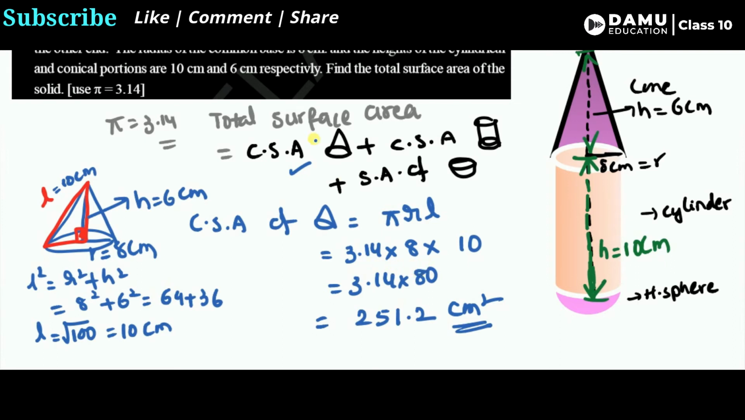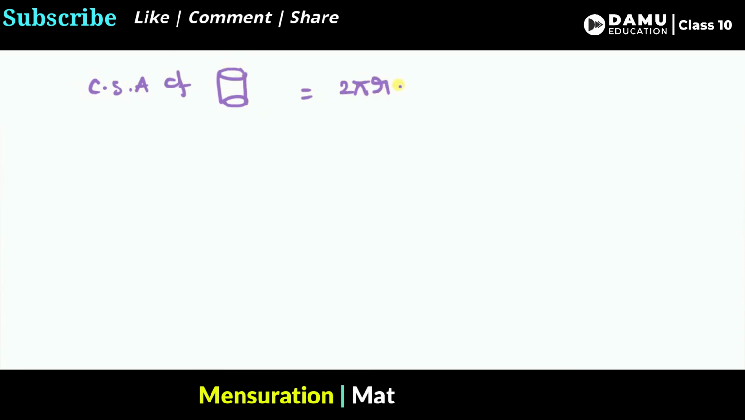Then let's find out the curved surface area of the cylinder. For the cylinder, we need to think only about the perimeter, that is the circumference of the circle. So the circumference of the circle is 2 pi r, into the height it extends. So height will be h, so 2 pi r h.